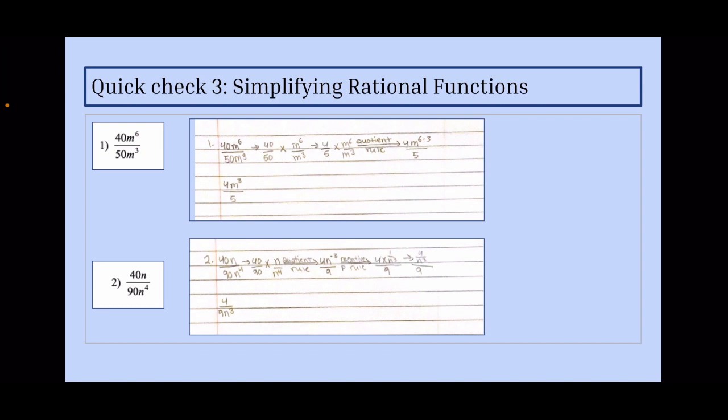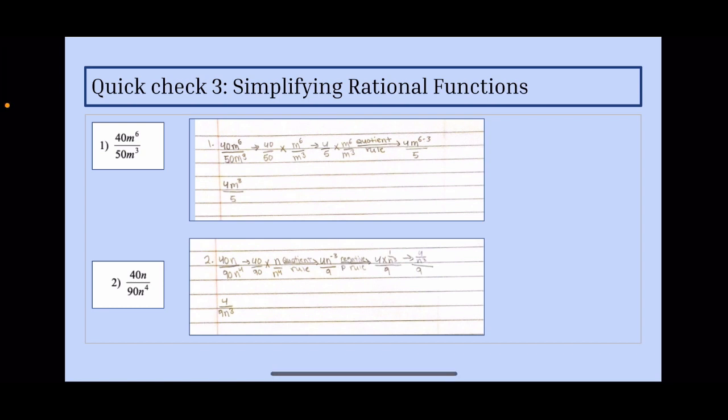Then we can use the quotient rule to make it into 4m to the power of 6 minus 3 divided by 5. Then we just simplify that power to 3. So we get 4m to the power of 3 over 5. And that is the final expression.